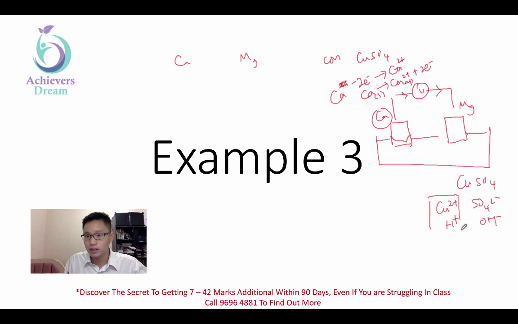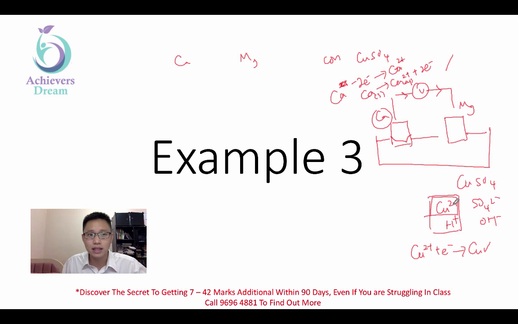Only one of these can accept electrons, the positive charge. So we figured out that Cu2+ is below, so Cu2+ accepted the electrons. Okay, so we have this equation. So what's going to happen?